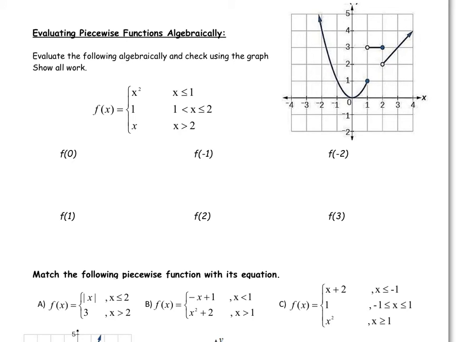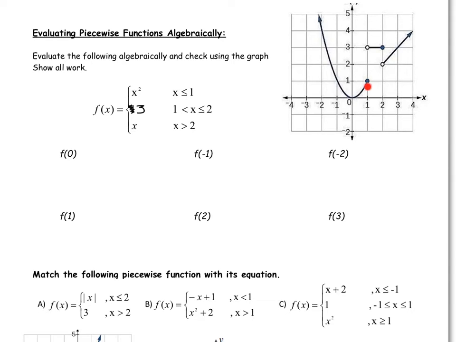Okay, now we're going to evaluate piecewise functions algebraically. Before we do that, there's just a quick typo, so let's change this to a 3. Okay, so now it says, evaluate the following algebraically and check using the graph. Show all work. So we've got a piecewise function made up of 3 different parts. We've got a quadratic, a line, and another line.